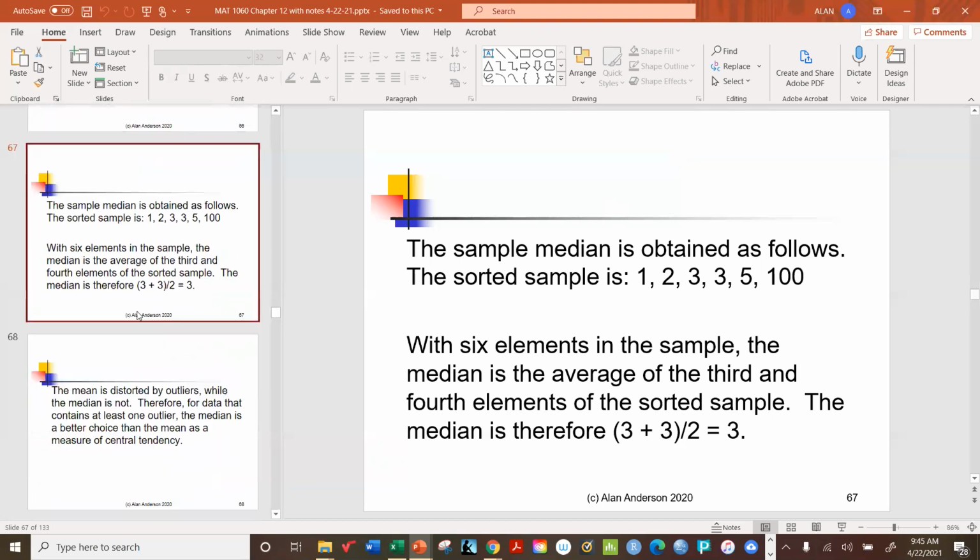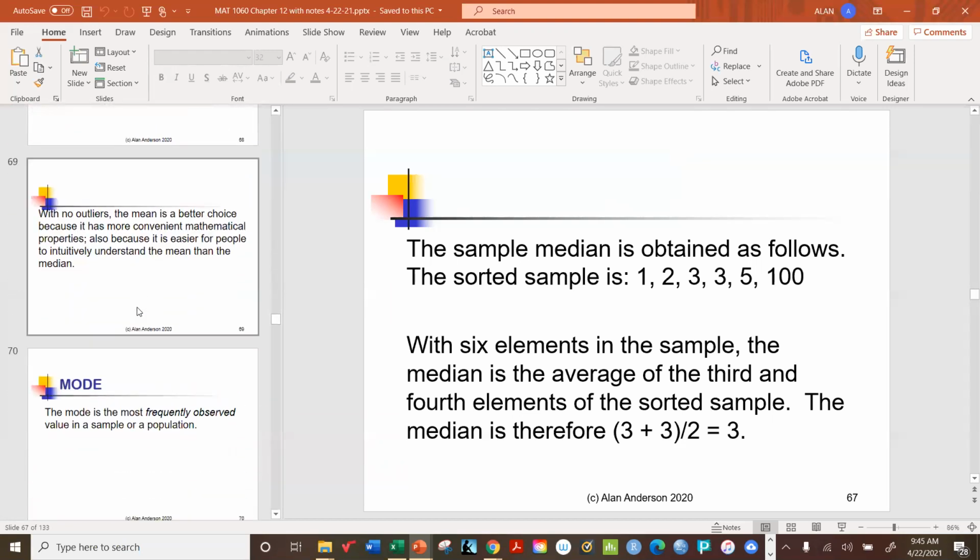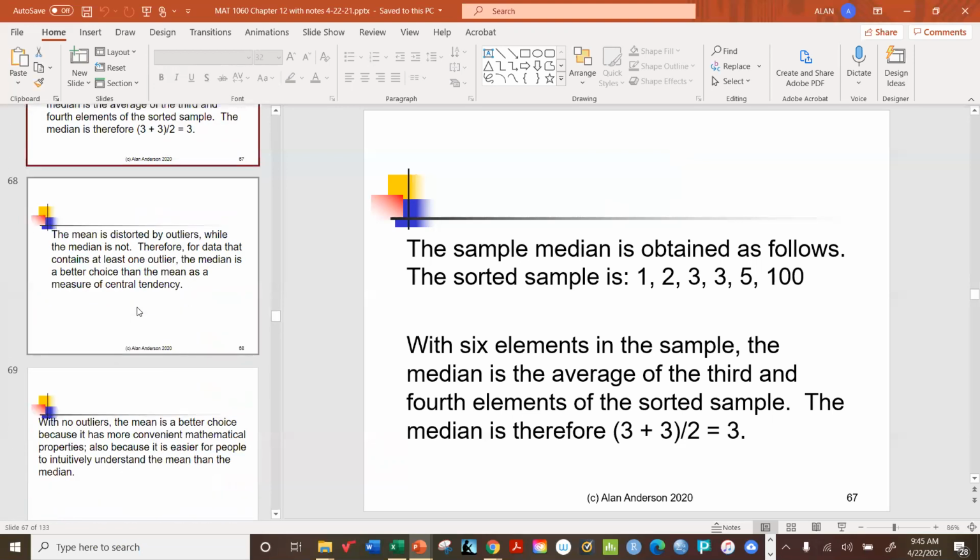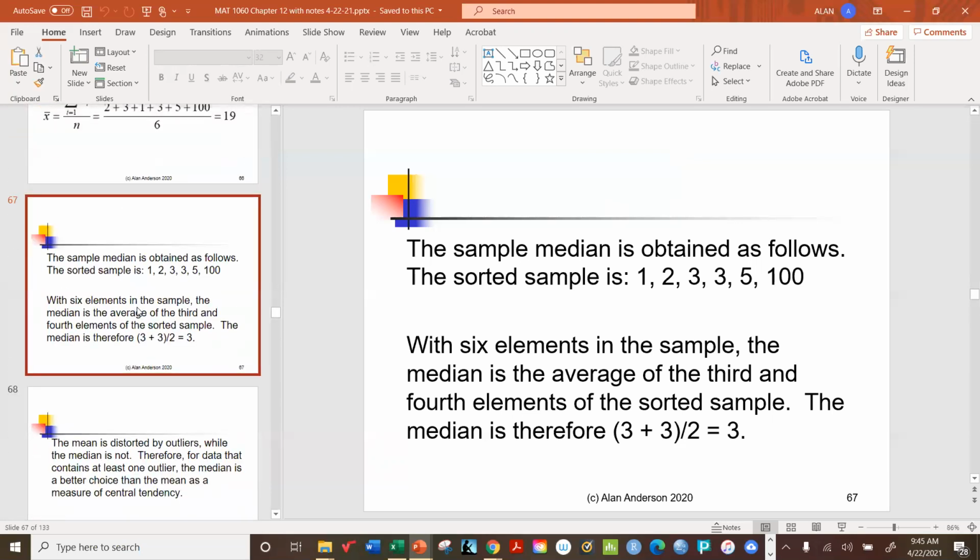All right. But on the other hand, if there's no outliers, we usually stick with the mean because it's intuitively easier to understand. And it also has some very convenient mathematical properties that the median just does not have. So for most cases you'll observe, the mean is being used as the measure of central tendency. The median is really just reserved for cases where we have outliers. Okay, and you can see why now, I hope.